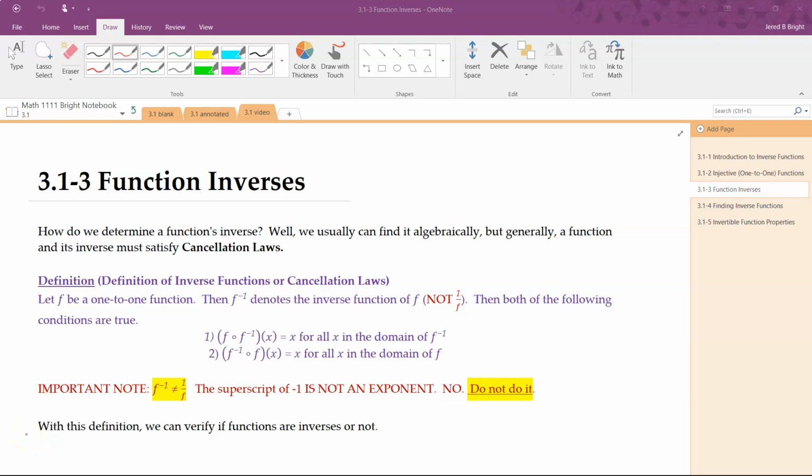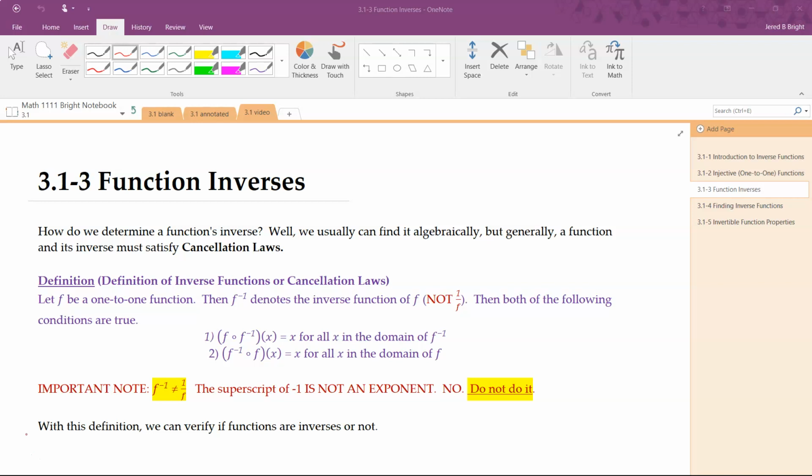Welcome back, and we are going to continue talking about inverse functions. We want to actually be able to start to find the inverse function rather than just talk about things around it. So the first thing that we have to satisfy when we have inverse functions are called cancellation laws. The book just calls it the definition of inverse functions, so I like to call them cancellation laws. You have to satisfy both for an inverse function.